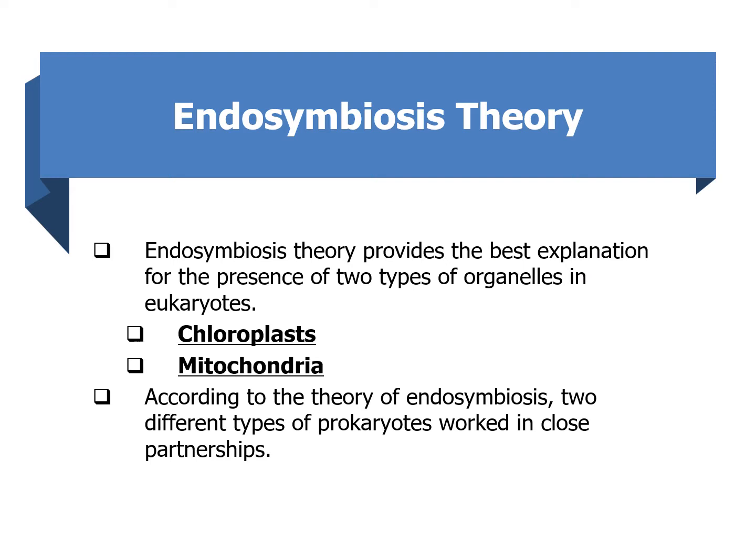When it comes to cells, there's actually quite a few theories. This is one of the other ones. Cell theory was the first one, and then we have endosymbiosis theory. Endosymbiosis theory provides the best explanation for the presence of two types of organelles in eukaryotes, that includes chloroplast and mitochondria. According to the theory of endosymbiosis, two different types of prokaryotes worked in close partnership.